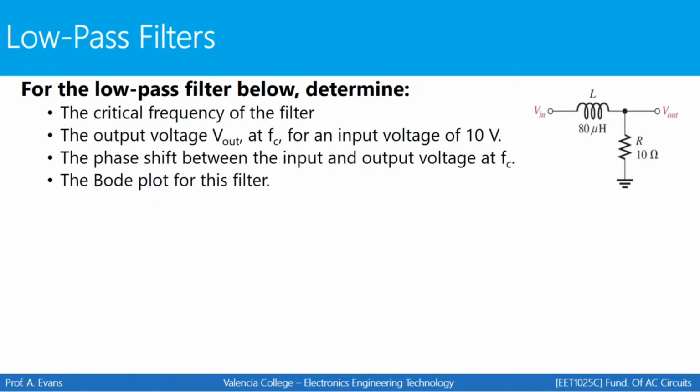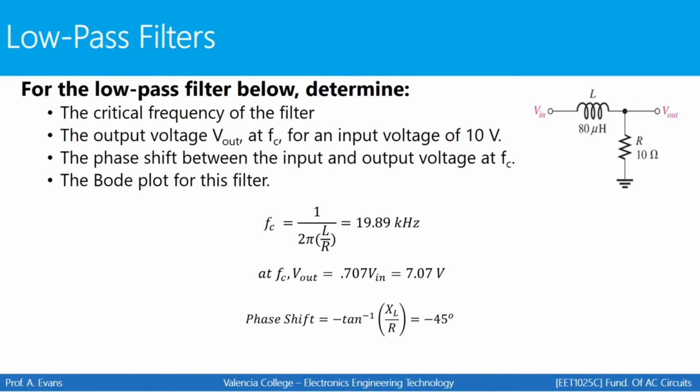So let's do another example. This time we have an RL low-pass filter. We're going to determine the critical frequency of the filter, the output voltage at FC for an input of 10 volts, the phase shift, and the Bode plot. So here's your critical frequency. At the critical frequency, the output voltage will always be 0.707 times your input voltage. So that's a relationship that will always be true. And your phase shift will always be negative 45 degrees for a low-pass filter. That relationship will also always be true.